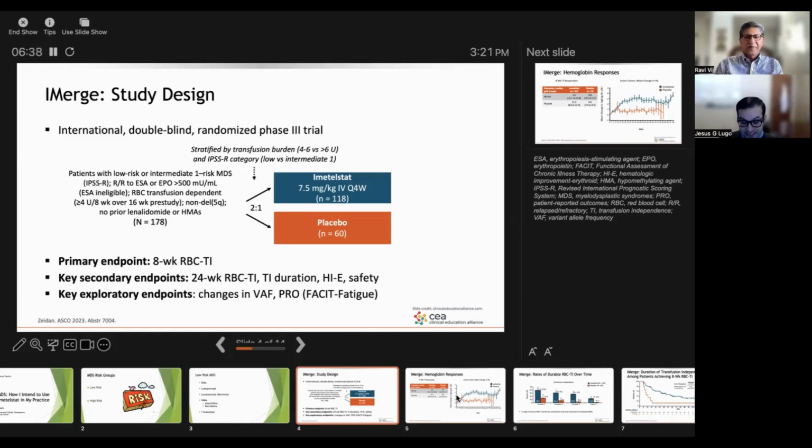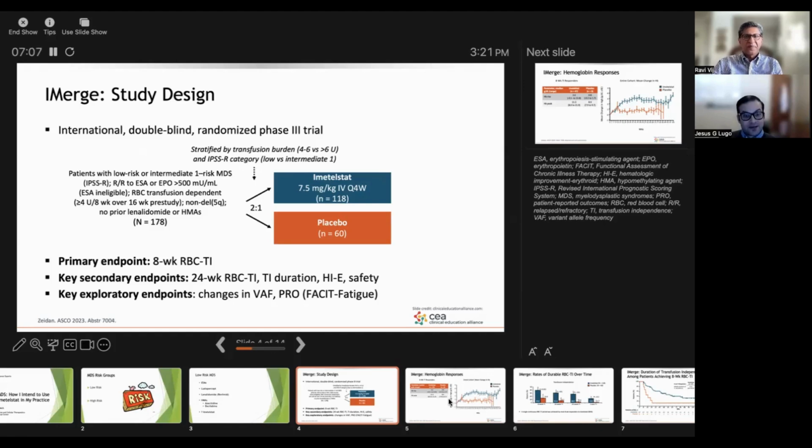The other thing that is very important to mention is that these patients were transfusion dependent, requiring 4 units or more of transfusions. This is very heavy transfusion, 4 to 6 units. Many of these patients with other agents usually do not respond to anything. So that's something that I have to really clarify here.